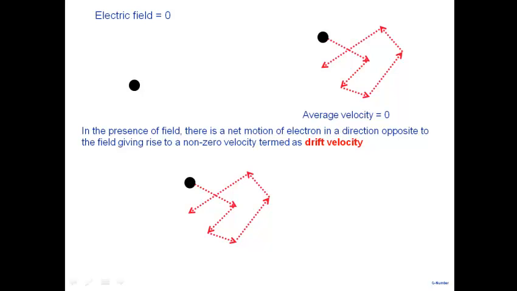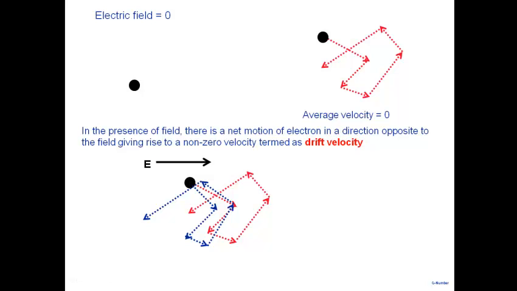Okay, note that if this was the electron here, when you apply a field, now what you find is, again, there is a random motion here. It's always undergoing scattering, but then after a time, it doesn't end up here. There's a net motion here, which is opposite to the direction of the field. So once you apply a field, an electron acquires a net average velocity. And this average velocity is what we're calling drift velocity.